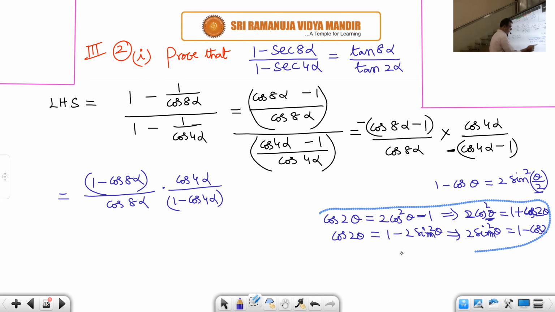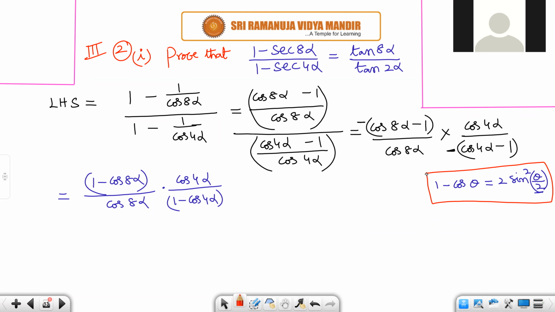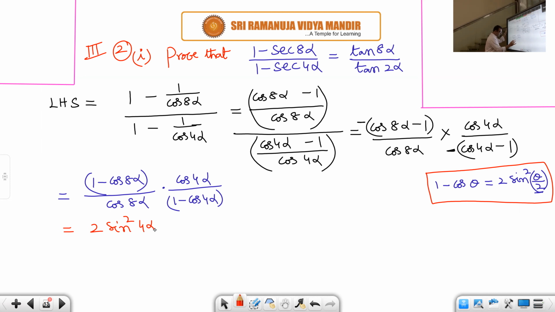Now using that, I'll remove this. Come on, Tanmay, using this formula, 1 − cos θ is equal to 2 sin² θ/2. So how do you write 1 − cos 8α? Sir, 1 − cos 8α is equal to 2 sin² 4α, sir. Very good. Half of the angle. 2 sin² (8α/2) is 4α. Good. By cos 8α will remain like that. Next, cos 4α also will remain like that.